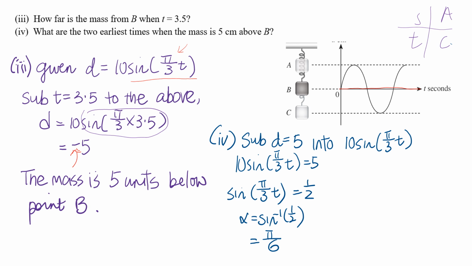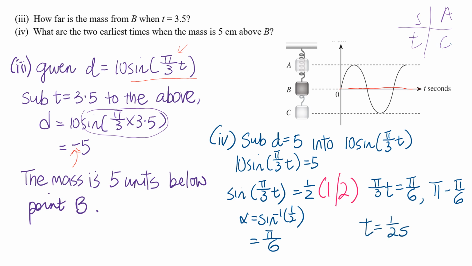The first answer will come from the first quadrant, which is just pi over 3 t equals alpha. And then the second quadrant will be pi minus pi over 6. From there, pi over 6 divided by pi over 3 gives you half a second. This is half a second.